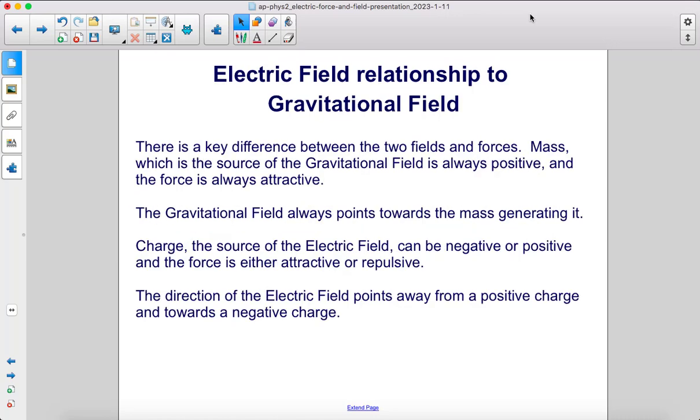There is a key difference between the two fields and forces. Mass, which is the source of the gravitational field, is always positive, and the force is always attractive. The gravitational field always points towards the mass generating it. Charge, the source of the electric field, can be negative or positive, and the force is either attractive or repulsive. The direction of the electric field points away from a positive charge and towards a negative charge.